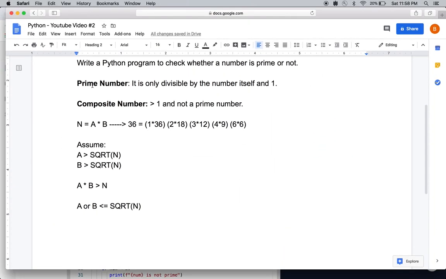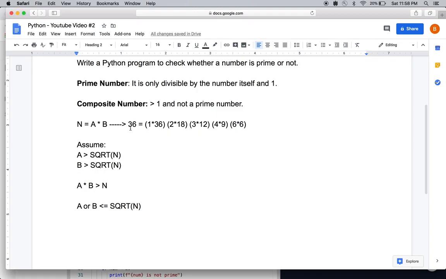So we saw what a prime number was. We know that a prime number is only divisible by that number itself and 1. We also know or heard of composite numbers. A composite number is basically the opposite of prime numbers. It's not a prime number, so it has many factors apart from that number.